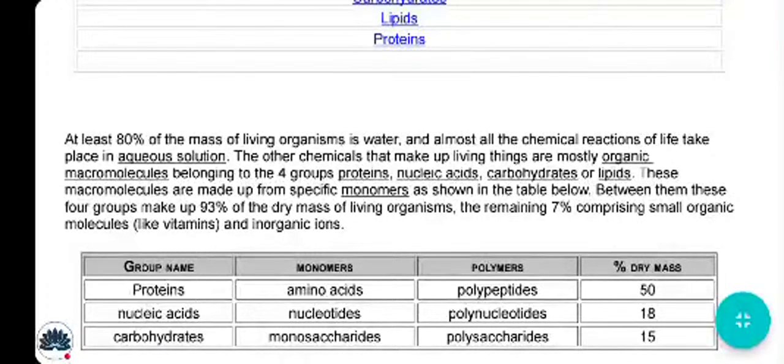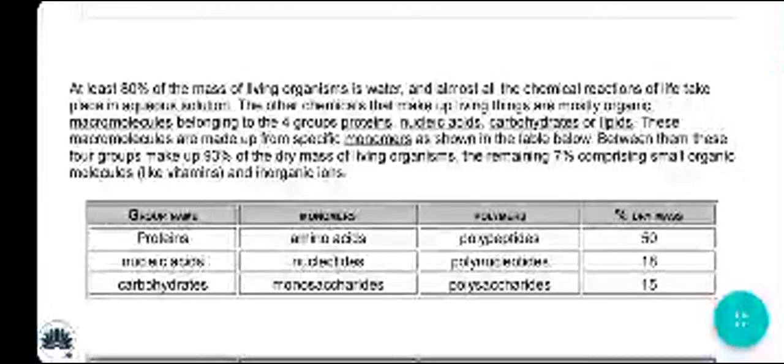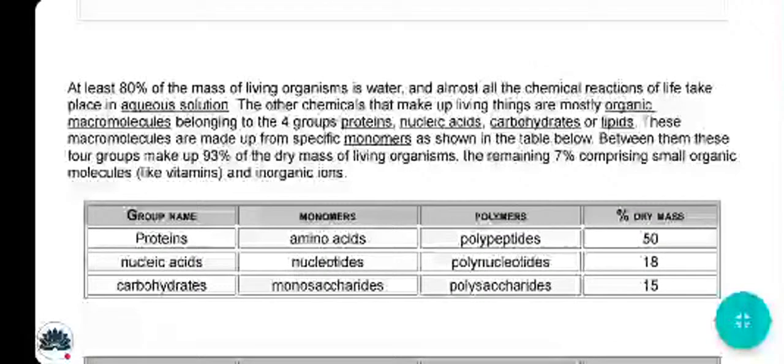The other chemicals that make up living things are mostly organic macromolecules belonging to the four groups: protein, nucleic acid, carbohydrates, or lipids. These macromolecules are made up of monomers, as shown in the table below. Between them, these four groups make up 93% of the dry mass of living organisms, the remaining 7% comprising small organic molecules like vitamins and inorganic ions.